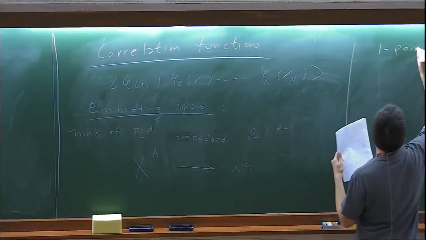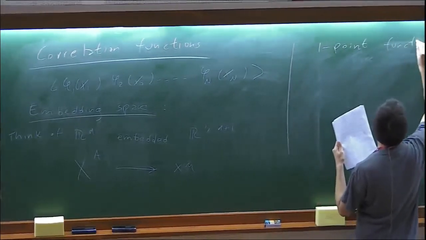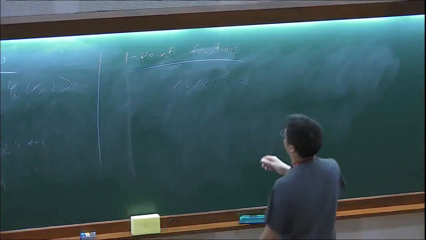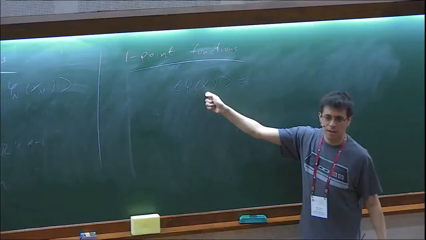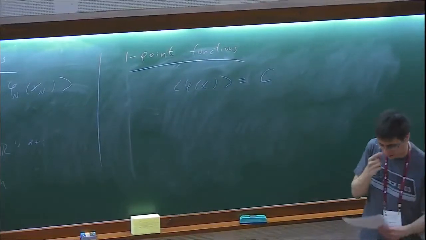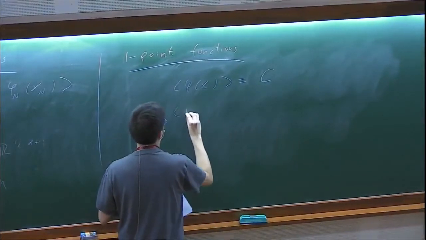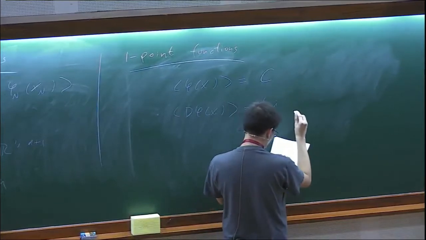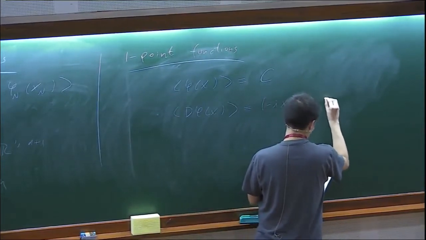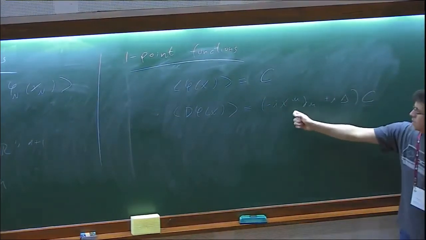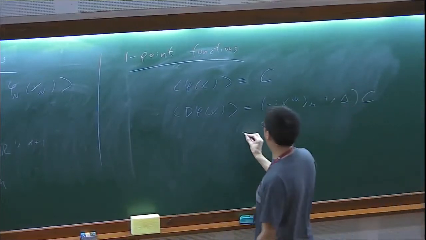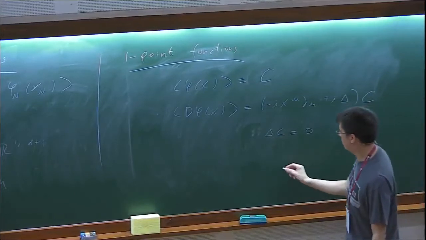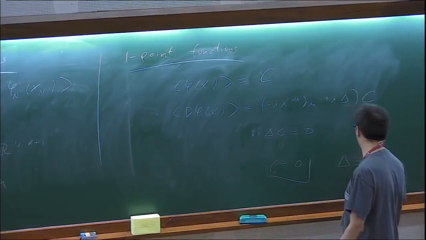OK, so one-point functions. First, we know there is translation symmetry, so this thing cannot depend on the one coordinate that we have in the correlator. So the only thing that can happen is that you can have a constant. If you act now with the dilatation operator on this correlator, I wrote the operator before, so if you go back to your notes you should have it there. You get x^μ ∂_μ acting on a constant is zero, so the only thing that you get is that Δ times c has to be zero, which in general implies that c equals zero when Δ is different than zero.